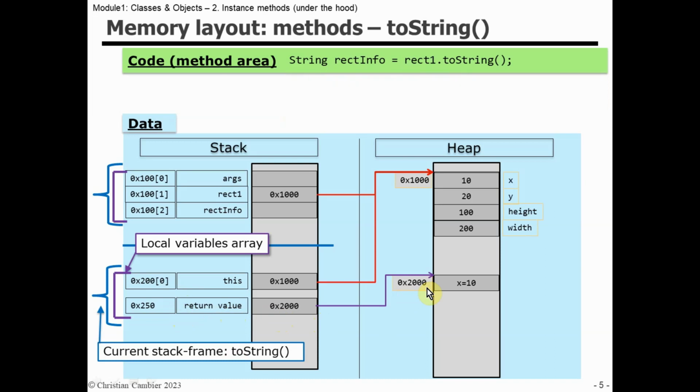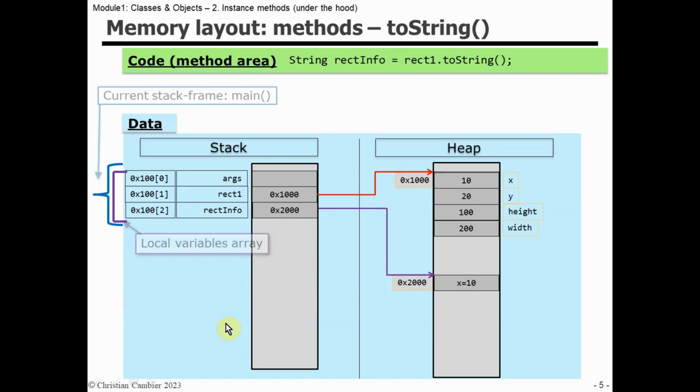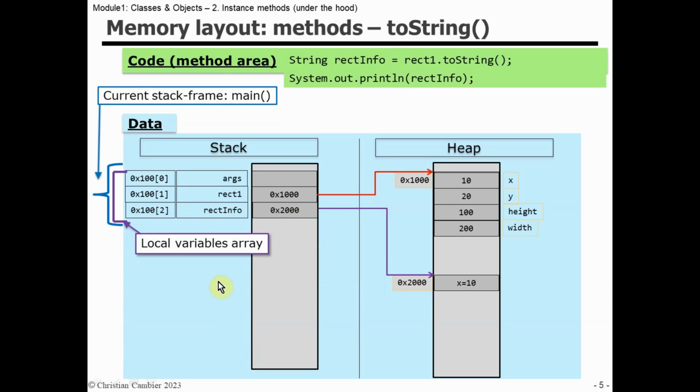Now, control will be back in the main method, which will assign the result of the toString invocation, namely the value of that return value, to the rectinfo local variable within the main method. So now we have the value of 2000, which is copied to the local variable within the main method. And so rectinfo refers to that string object. Control will now resume within the main method, so the stack frame of toString is not necessary anymore, and the virtual machine uses the stack frame of the main method. Second statement was then the printing out of rectinfo, which results in printing out information to the console.